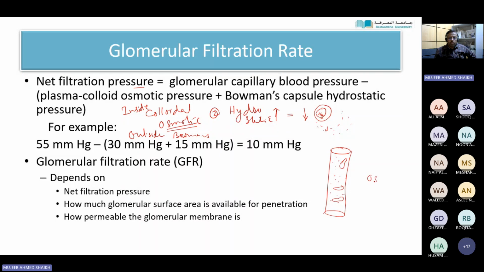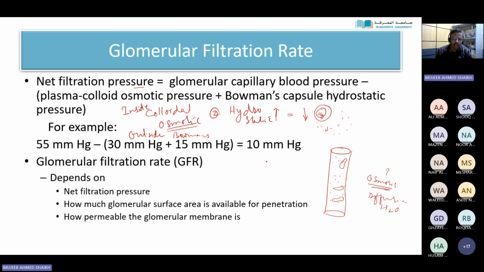This is a capillary. It has cells as well as water as well as proteins. What is meant by osmosis? Osmosis is something related to water. What is moving? From high concentration to low concentration. Very good. Osmosis means diffusion of water, or movement of water.